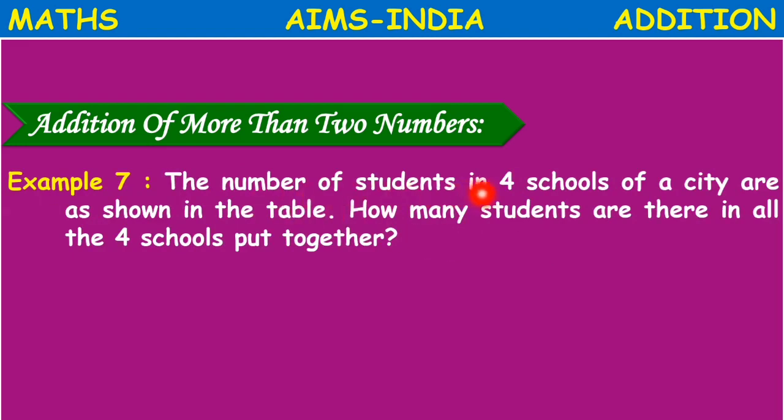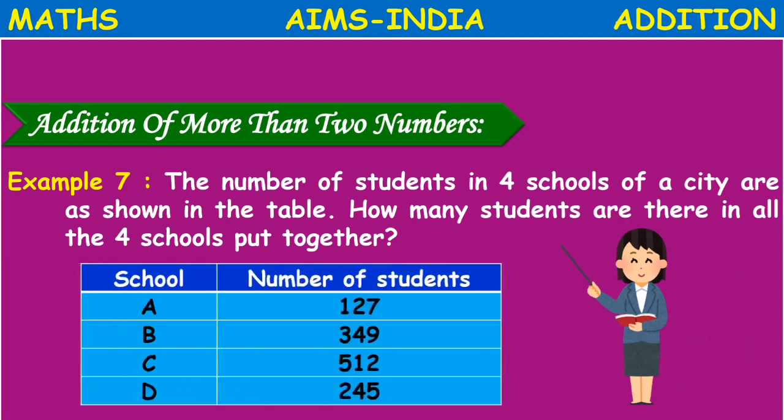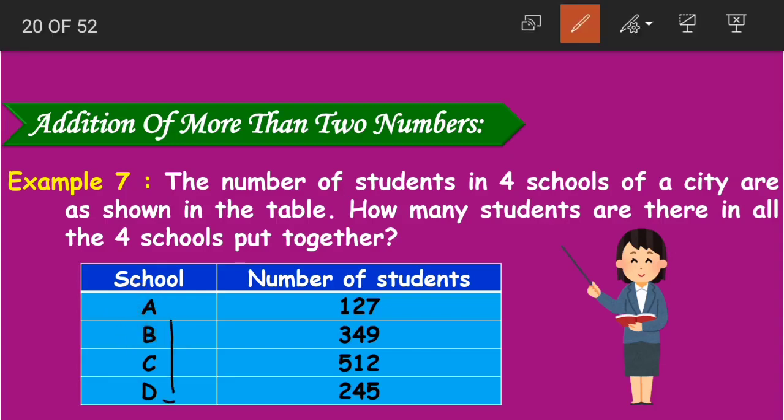Example: the number of students in 4 schools of a city are as shown in the table. How many students are there in all the 4 schools put together? See, what are they saying? These are 4 schools. A, B, C and D are 4 schools, okay? And these are the number of students in each school.